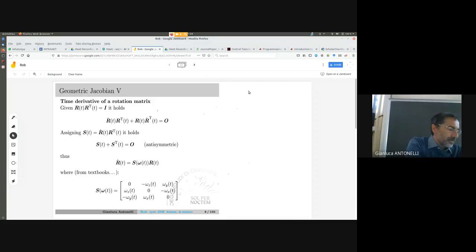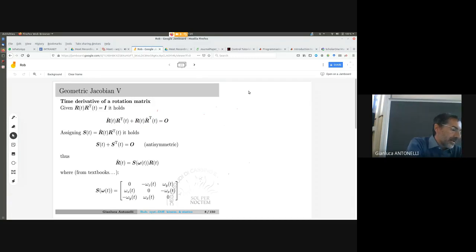We do know that given a rotation matrix, the multiplication of the rotation by its transpose gives the identity matrix. I can then compute the time derivative of this relationship. Now, the time derivative of a matrix is simply the matrix where each element is the time derivative of the element, okay? And it can be demonstrated that I have the same rules as for the scalar, the multiplication of two functions.